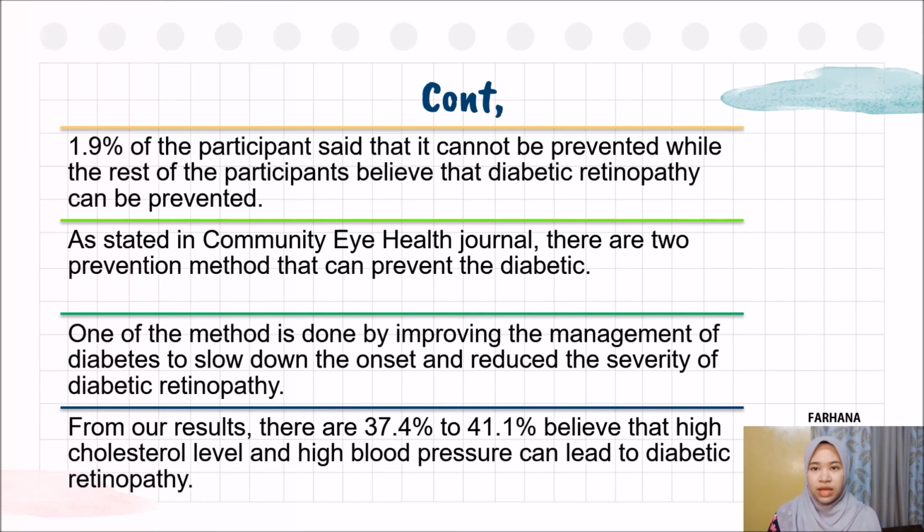As stated in the Community Eye Health Journal, there are two methods that can prevent diabetic retinopathy. One of the methods is improving the management of diabetes to slow down the onset and reduce the severity of diabetic retinopathy. From our screening result, in the range of 37.4% to 41.1% believe that high cholesterol level and high blood pressure can lead to diabetic retinopathy.